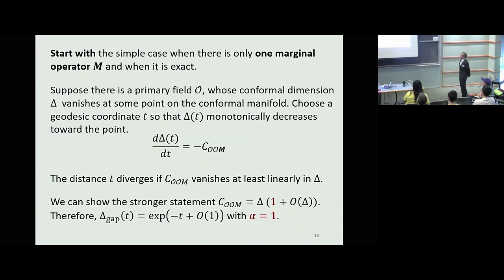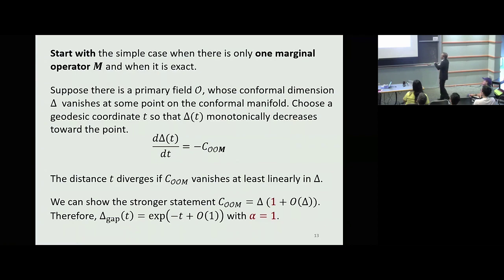Okay, so let me prove it in the following way. Suppose there is a primary field O whose conformal dimension vanishes at some point on the conformal manifold. This is an assumption of the theorem. We want to prove that the distance to that point is infinite. So choose a geodesic coordinate so that this conformal dimension delta of t monotonically decreases towards that point. Then there is a renormalization group equation, which basically says that the derivative of this conformal dimension along this geodesic is given by the 3-point function of this operator with the exactly marginal operator m. This is this m.